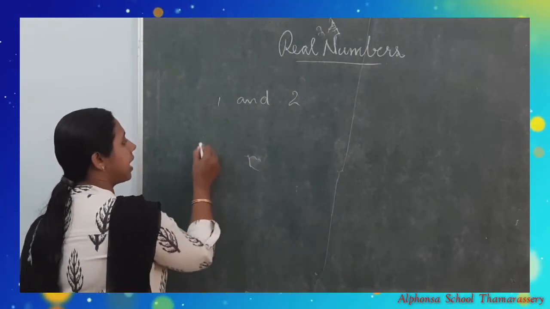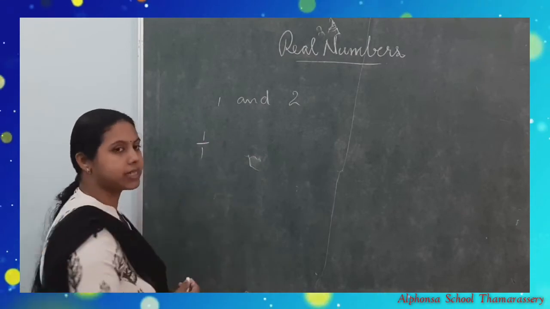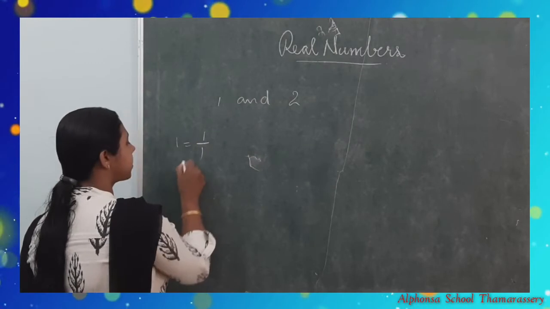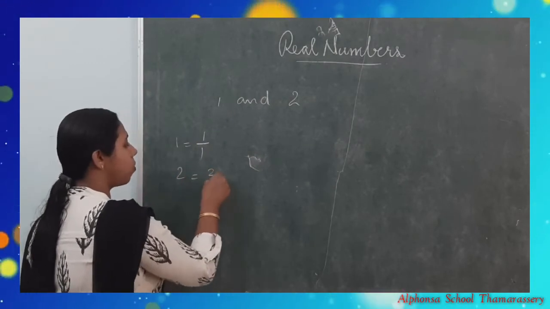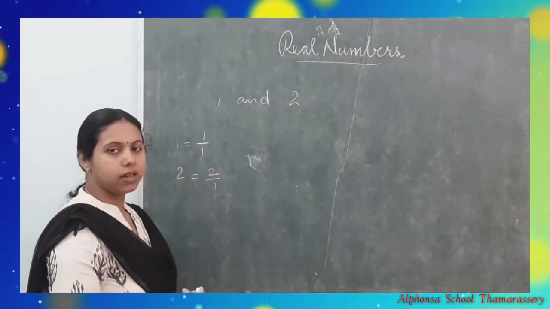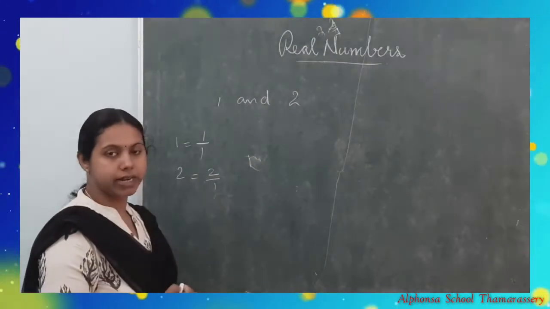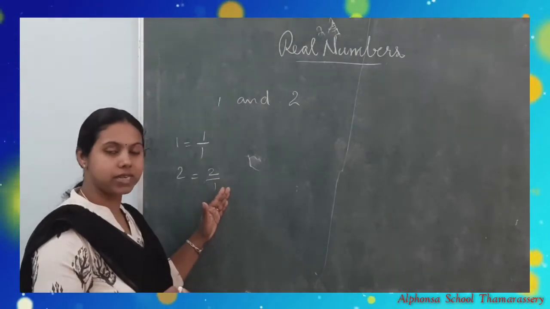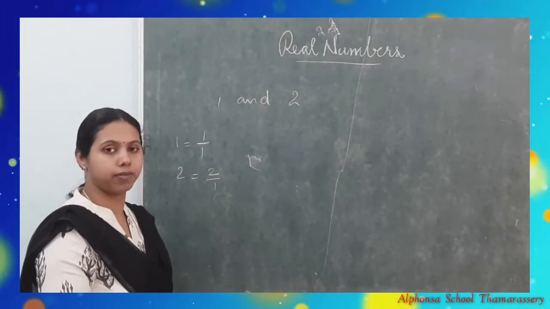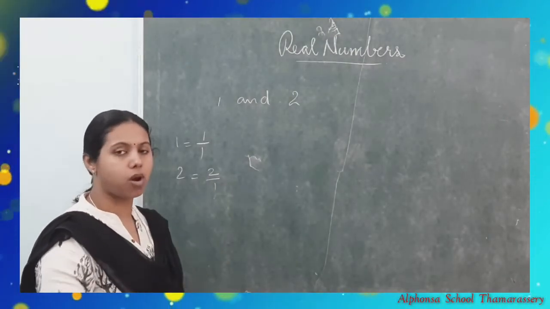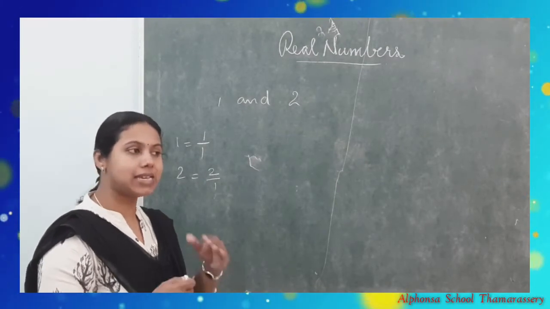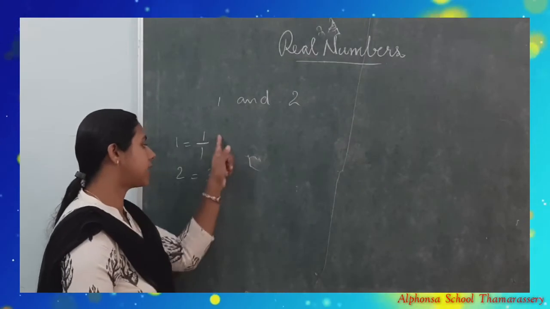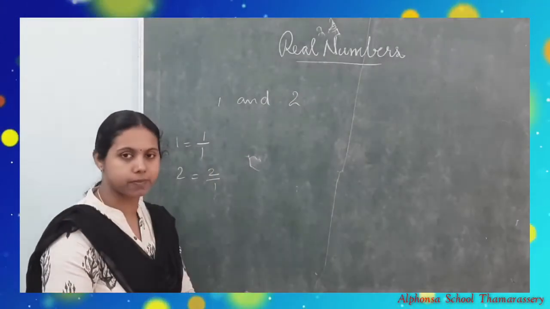you should write these numbers in the fraction form. 1 we can write as 1 by 1. Now it is in the p by q form. And 2 we can write as 2 by 1. We need 5 rational numbers. So multiply the numerator and denominator of these numbers by more than 5. That means 5 plus 1 or more than that. At least 6 or more than 6 you have to take to multiply the numerator and denominator of these fractions.